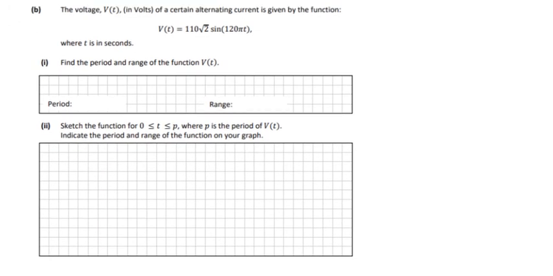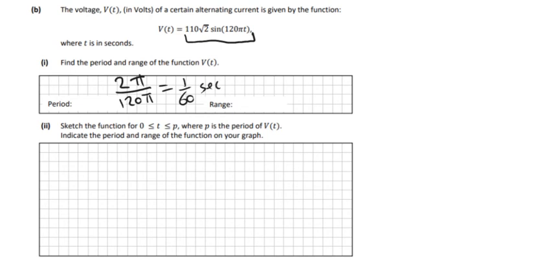Right, so for part B, it just gives us this function here: 110 root 2 sine 120 pi t. So they ask us for the period first. The period will just be the full circle, 2 pi, divided by the part that's in the function, so it's going to be 120 pi. You can just use a calculator then. 2 divided by 120 gives you 1 over 60 of a second.